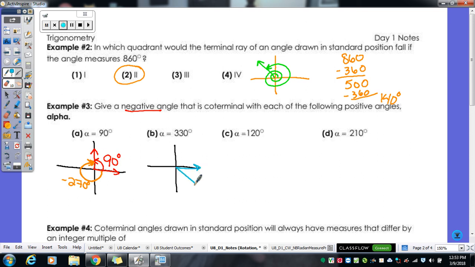So B, we've got a 330. That's down in quadrant 4. So I draw my 330 first. Then my coterminal is going to come down here, and it's got to finish off the circle. So my coterminal angle would be negative 30.